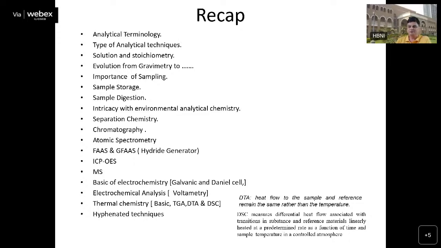Then we have seen both DTA and DSC. DTA is nothing but measuring delta T versus T, because in this case we take a sample and a reference, and we record delta T versus T. While in the case of DSC, we are measuring the difference in the heat flow between the reference and the sample where the reaction is going on.